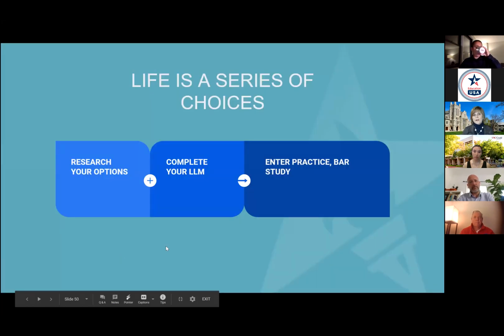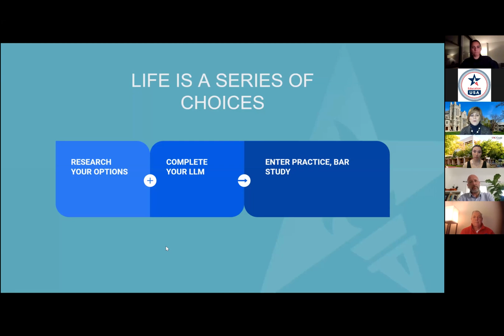We know, and as we started this program, we talked to you about the choice that you're making, right? You are putting a lot of time into this investment to get a degree. So think about what your goals are, do your research, because we know there are no bad choices in all of our programs. Once you get that LLM, you are going to have a number of opportunities available to you.